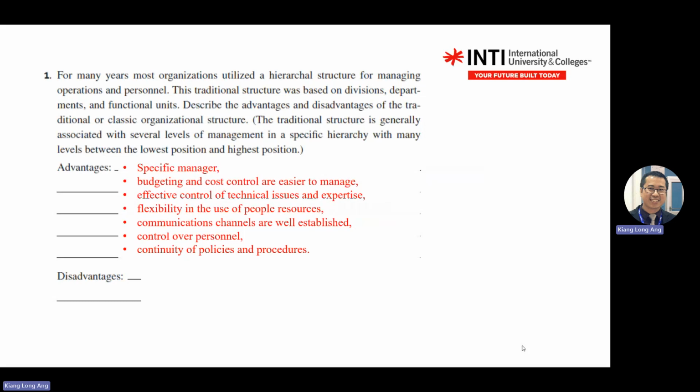If you have a finance problem, you go to finance. You have an engineering problem, you go to the engineering department. You want to develop a new product, you go to the R&D department. Very specific. Flexibility in the use of people resources: this is because you have a very direct reporting officer. You can go to the direct head of each department and say, okay, I need your help. So the response is very fast, either yes or no.